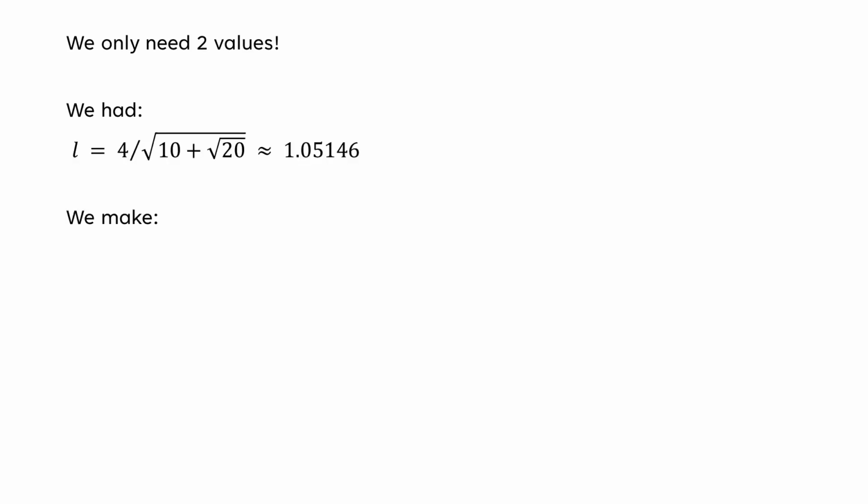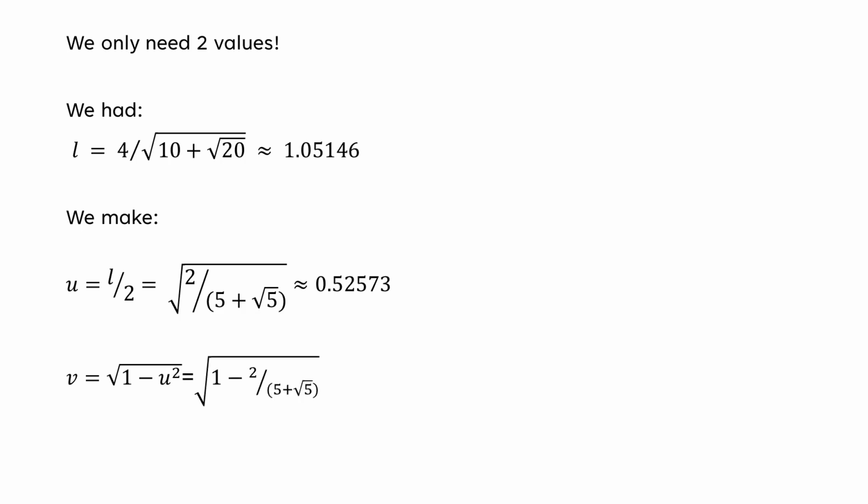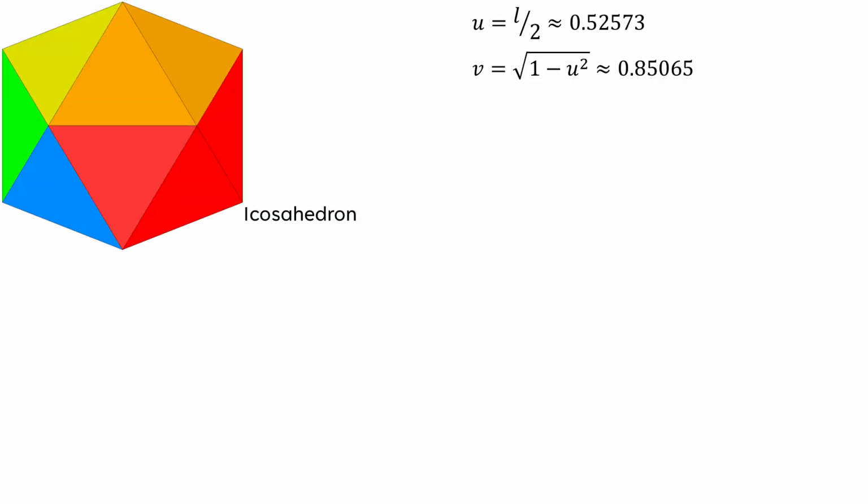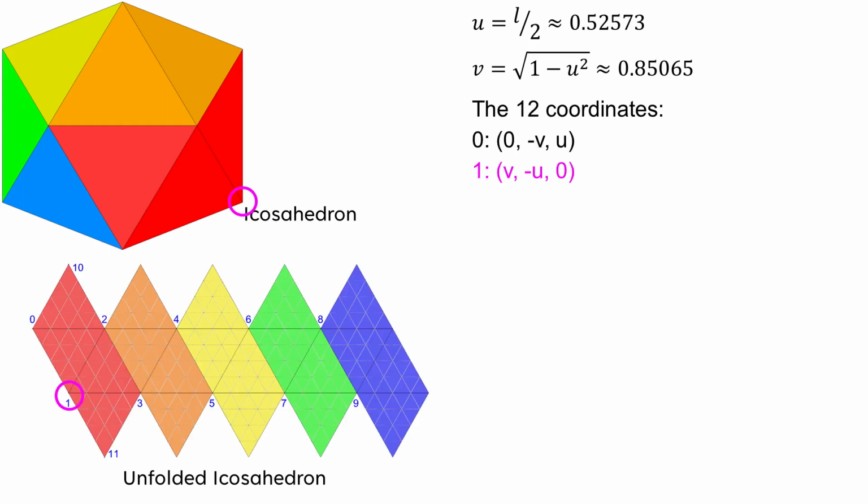Now that we have everything complete for a single triangle on the icosahedron, let's construct the full icosahedron. Surprisingly, we need only 2 values for that. We are going to call them u and v. U is half of L, and v is the value to reach a point 1 away from the origin using u. Now just plug in values u and v in the order as we are showing now.